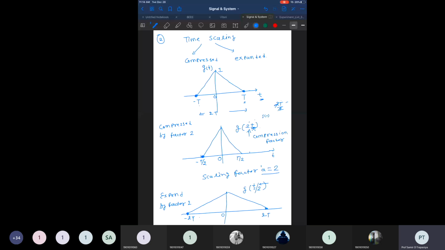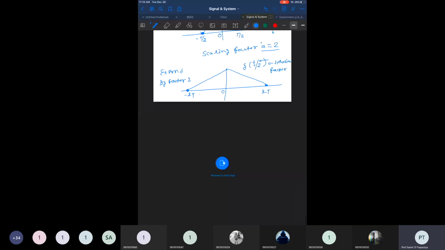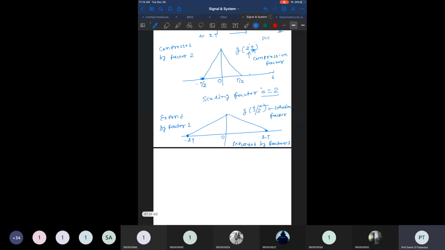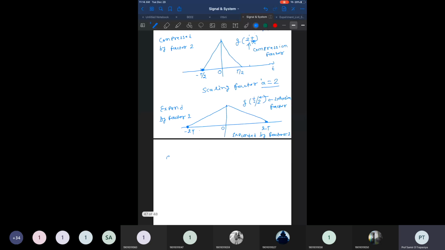So we can have two things: compression and expansion of the signals. If we expand the signal, we divide; if we compress the signal, we multiply t. Now for any signal g of at, how do you define whether it is compressed or expanded? If the value of a is greater than 1, it is multiplication, and that is the operation of compression of the signal.